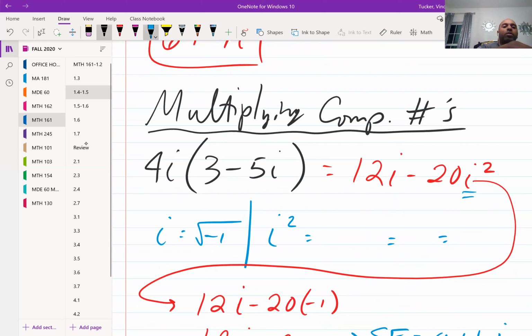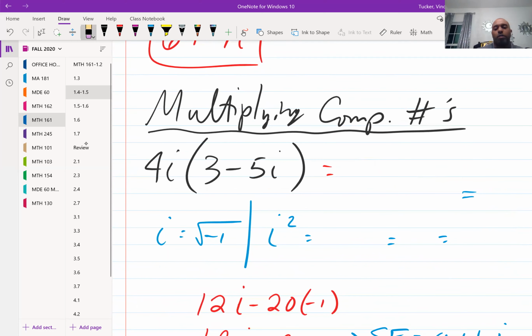All right, so let's look at multiplying your complex numbers. So we have 4i times 3 minus 5i. So the first thing, recognize that this is distribution. So we're going to distribute each term. So 4i times 3 is 12i. Then 4i times negative 5i is negative 20i squared.